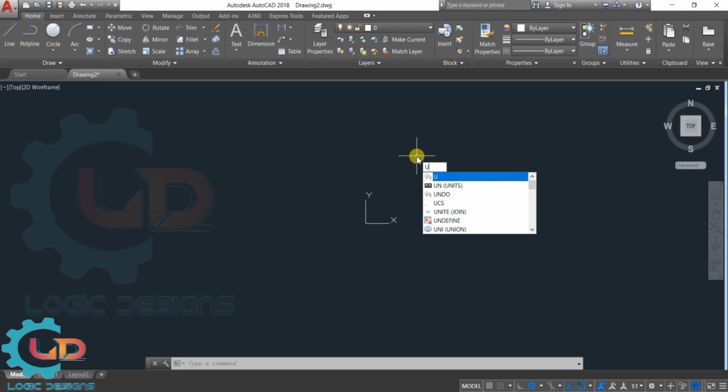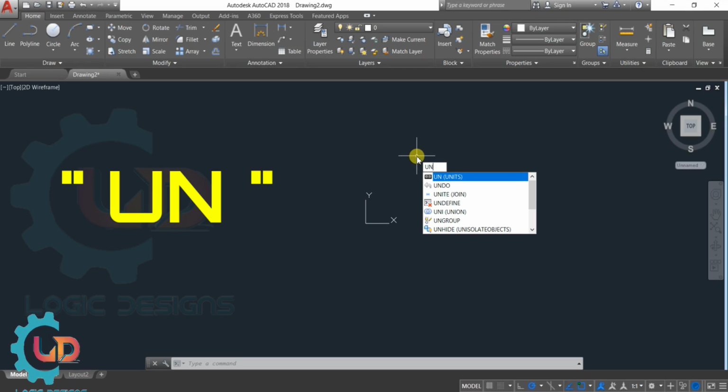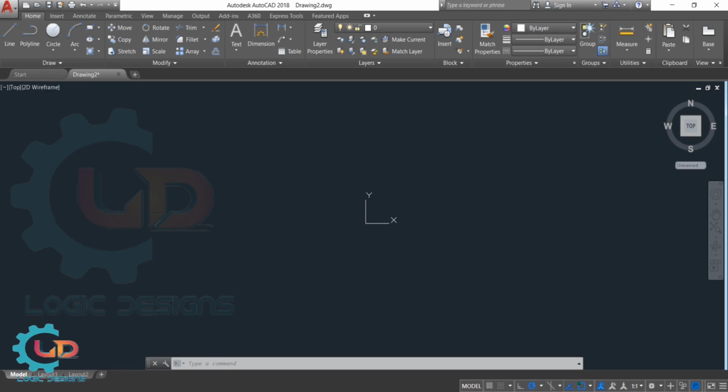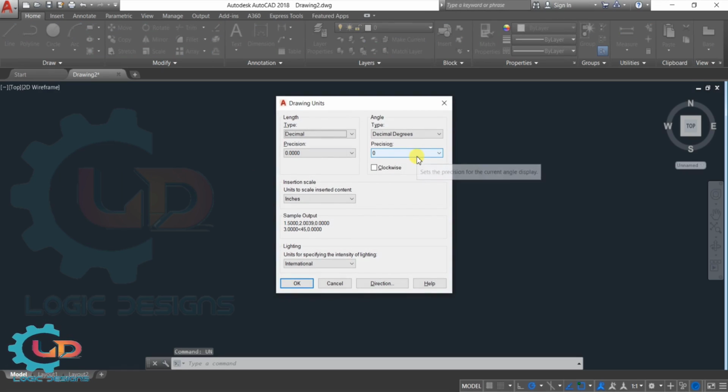There are three methods for displaying the unit setting window. The first method is directly typing UN on our keyboard. UN is the short form of units. Now we will see the units option is displayed. Now press enter. Here we see the drawing units option is displayed. There are several options like length, angle, insertion scale, lighting.